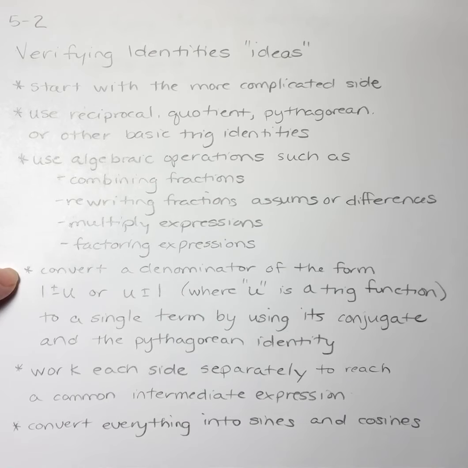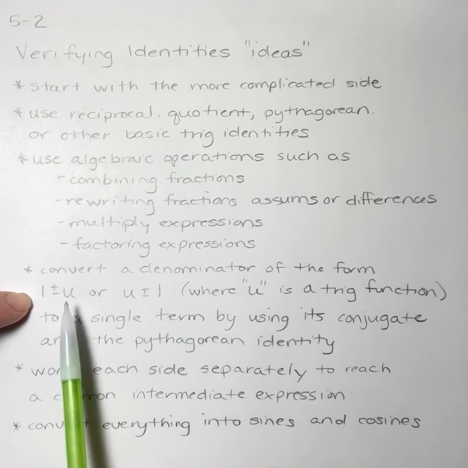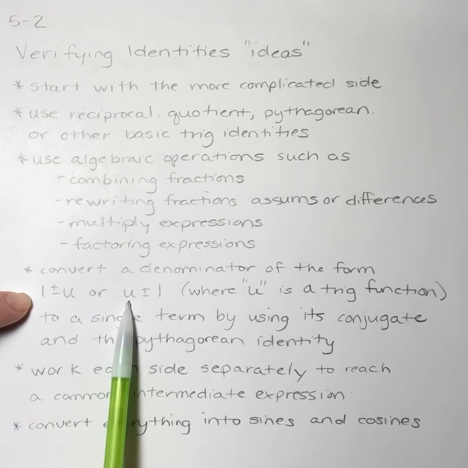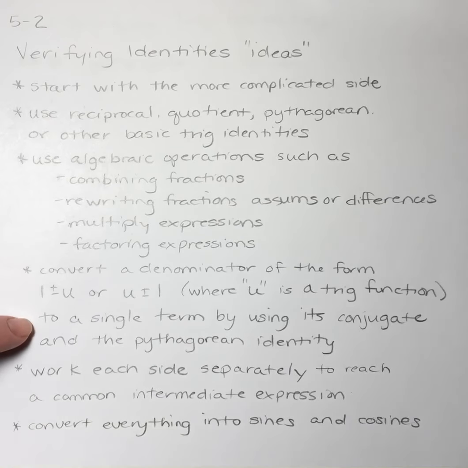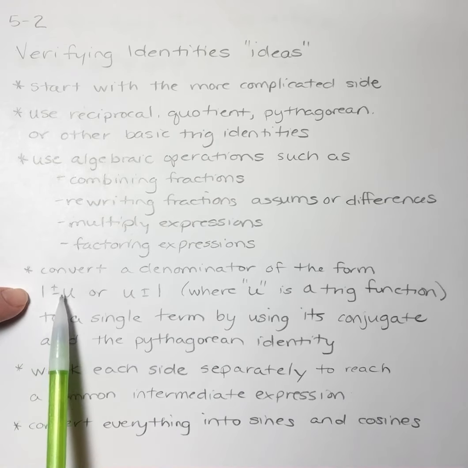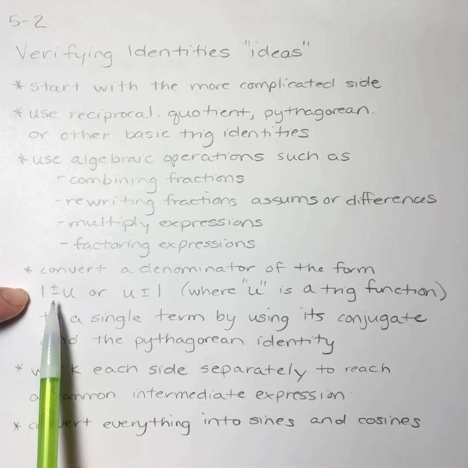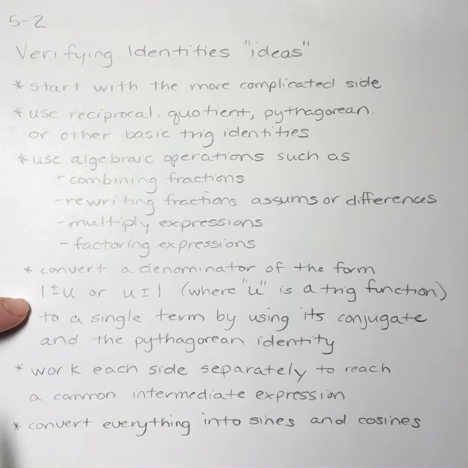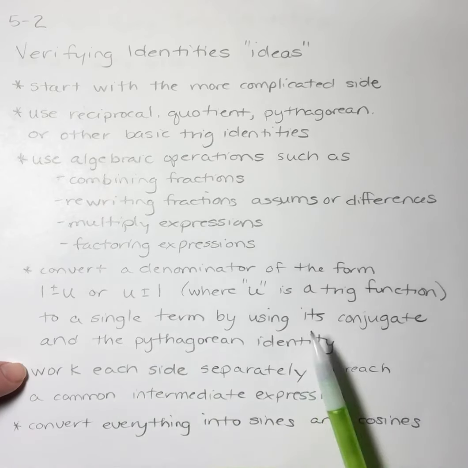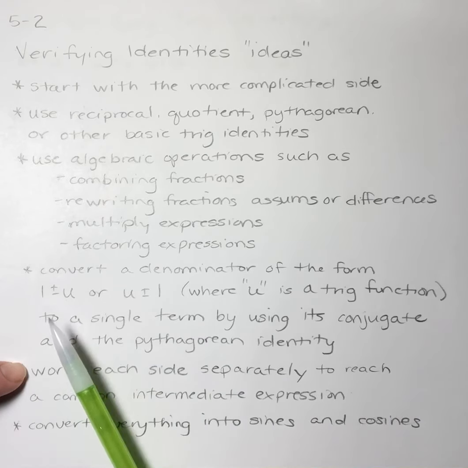Converting a denominator of the form 1 plus or minus u or u plus or minus 1, where u is a trig function, to a single term by using its conjugate and the Pythagorean identity. So if you have 1 plus sine, this is where we would multiply by 1 minus sine, okay? And we did some of those in section 5.1. But you multiply by the conjugate so that you'd get 1 minus sine squared, and then you can change that using the Pythagorean identity.